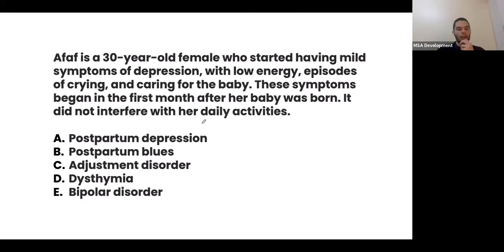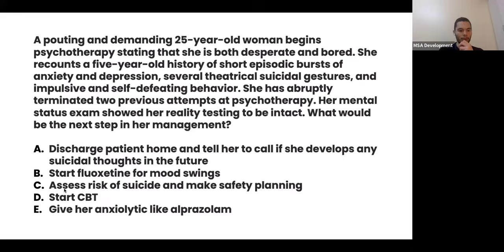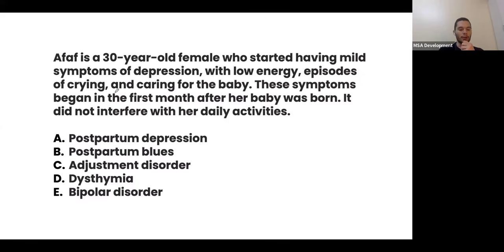Perfect. Okay, Afaf is a 30-year-old female who started having mild symptoms of depression with low energy, episodes of crying and difficulty caring for the baby. These symptoms began in the first month after her baby was born. It did not interfere with her daily activities. Did you say B? Yep. Perfect. So yeah, it is B because it does not interfere with her daily activities.